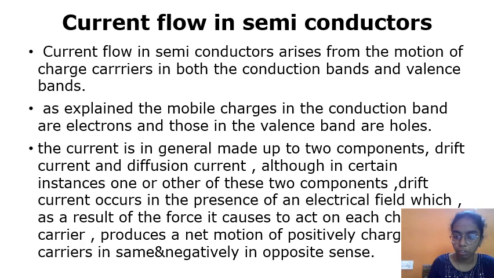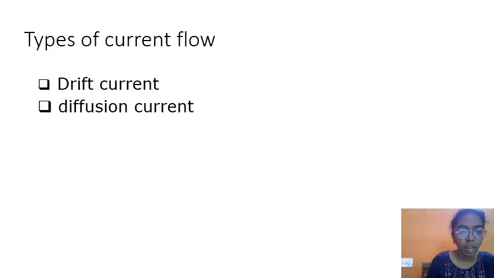Now I would like to tell about how many types of current flows there are. There are two types of current flows, that is drift current and diffusion current. Today I'm not going to discuss drift current, but I'm going to explain briefly about the diffusion current. So let's see what exactly a diffusion current means.